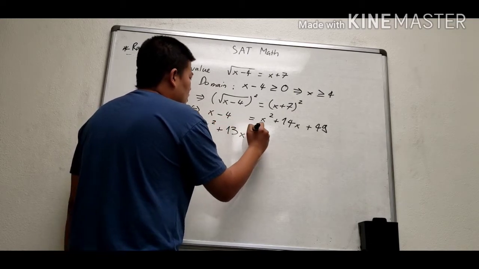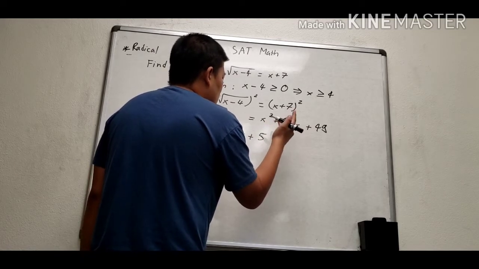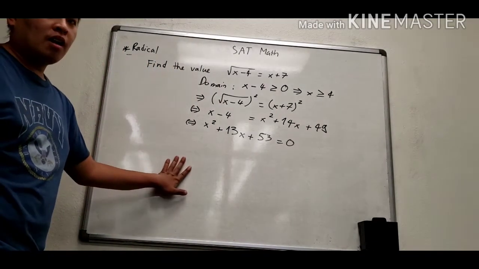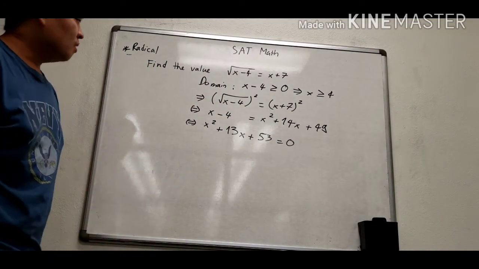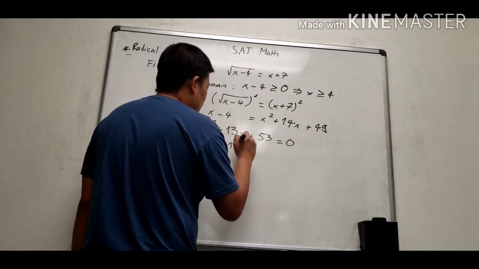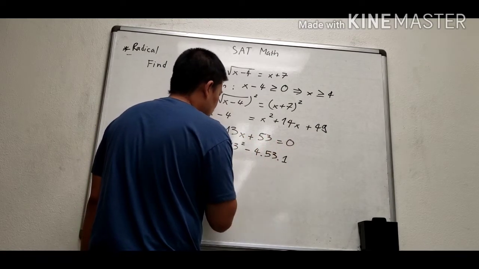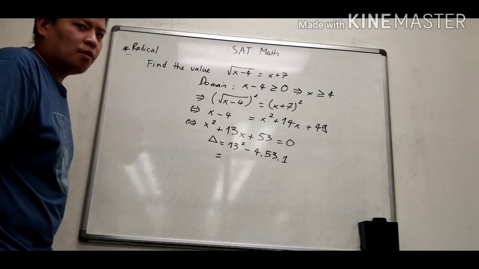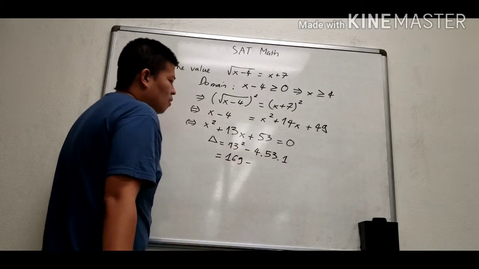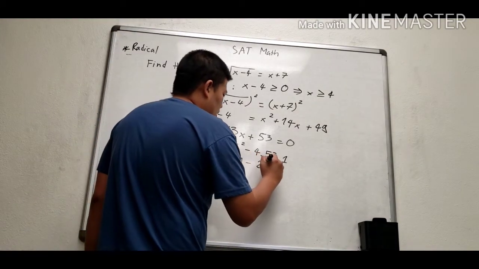13s plus 53. And we have the quadratic equation, and we find the solution in here. 13 power 2 is about 169. 53 multiplied by 4 is about 212.